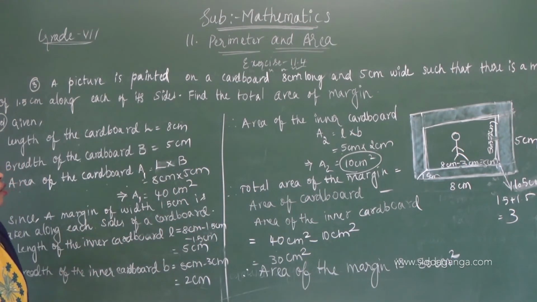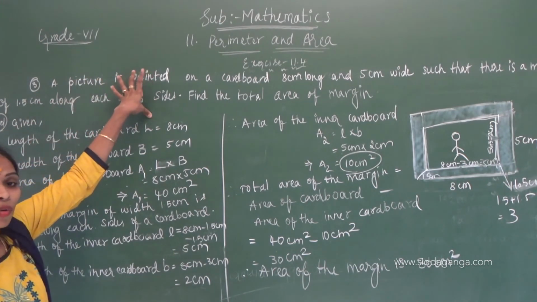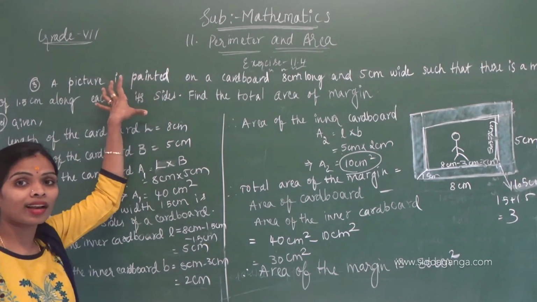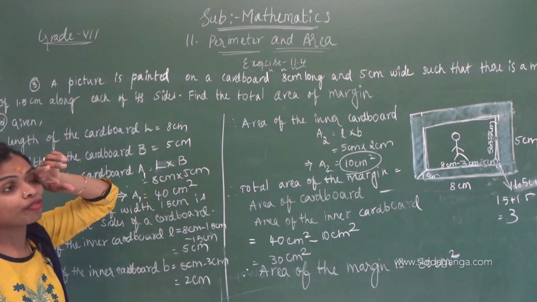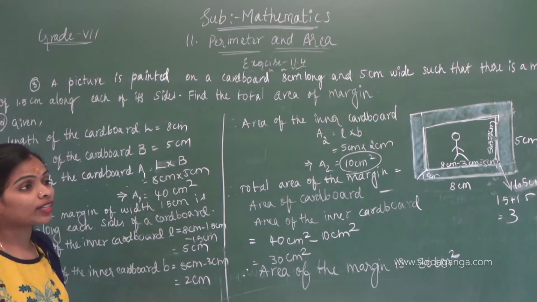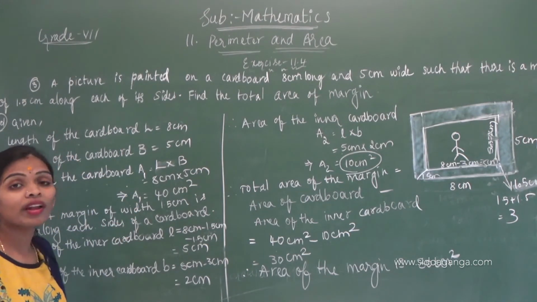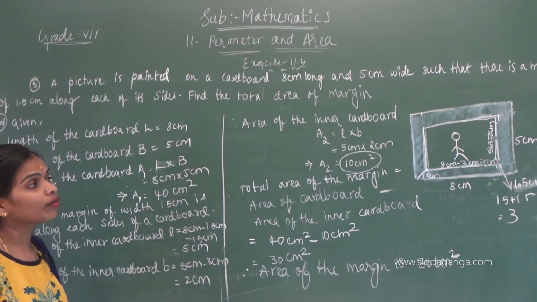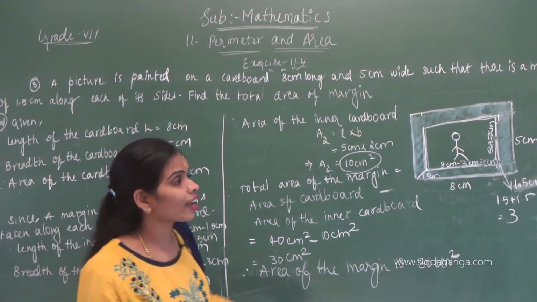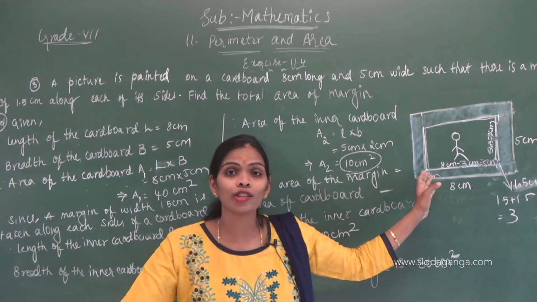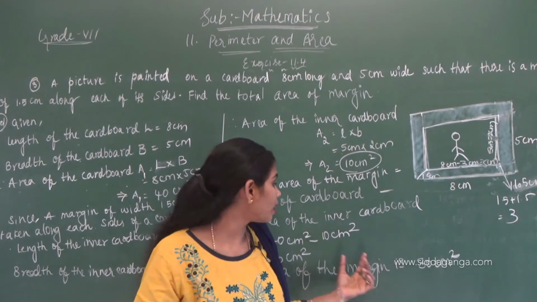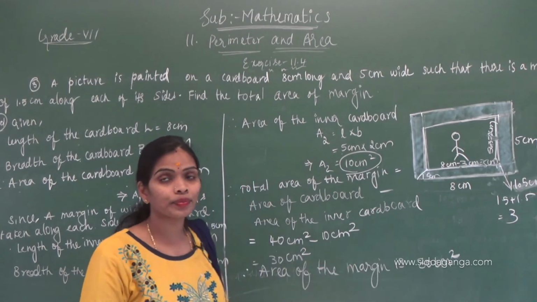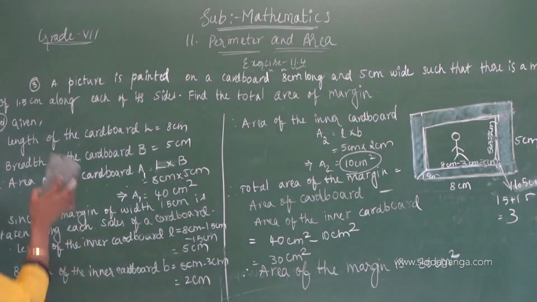Okay, what we did in the question is, we took a rectangular cardboard to paint a picture and constructed a margin of width 1.5 centimeters on each side of the rectangular cardboard. Then we get an inner rectangle and an outer rectangle. We just find the difference between the inner and outer rectangle to get the answer. Okay, children, just move on to the next question.